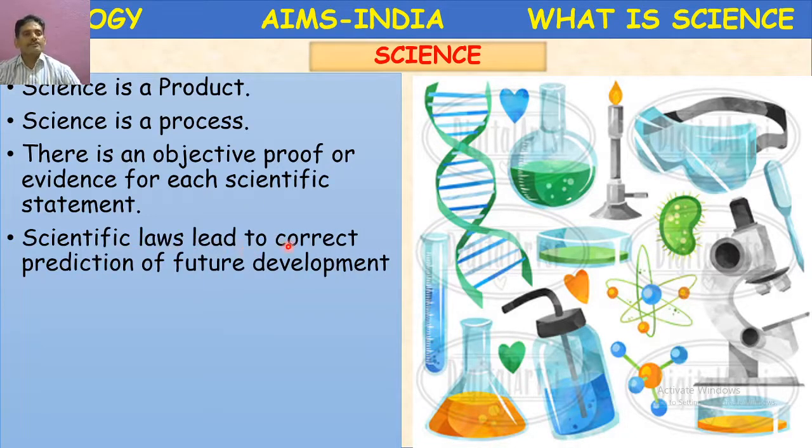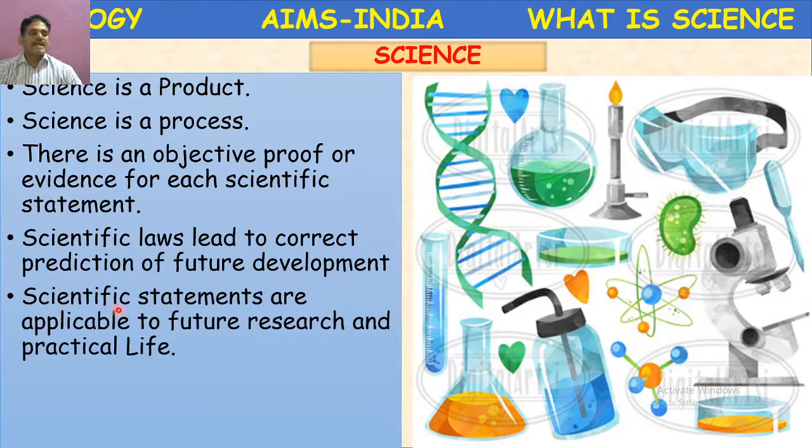Scientific laws lead to correct prediction of future development. With the help of scientific labs and scientific laws, there is development in science and technology. So that's why scientific laws are very useful. There are so many laws proposed by several scientists, and all those laws have proof. Scientific statements are applicable to future research and practical life. So these are all the definitions of science.